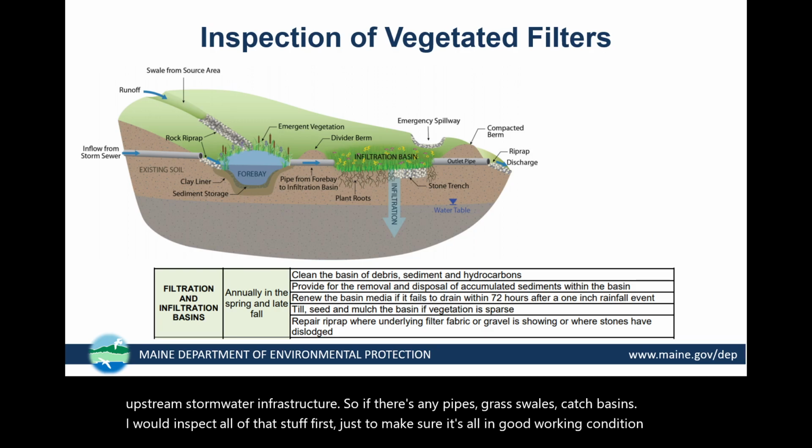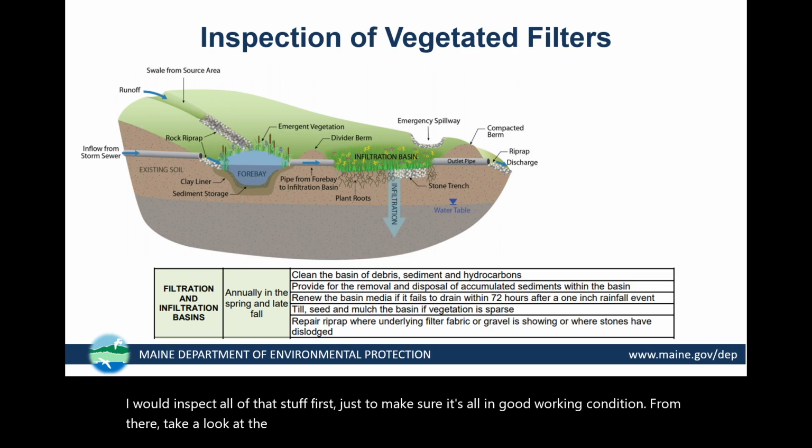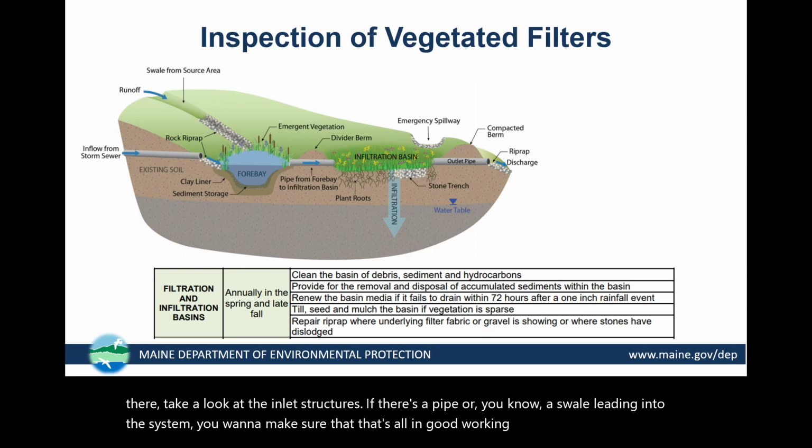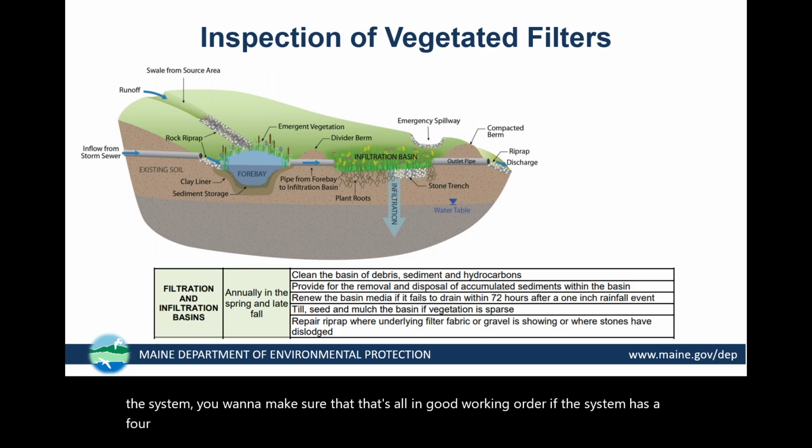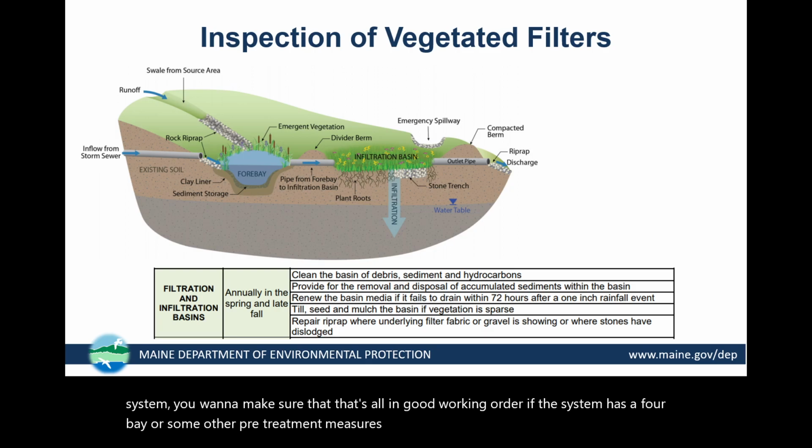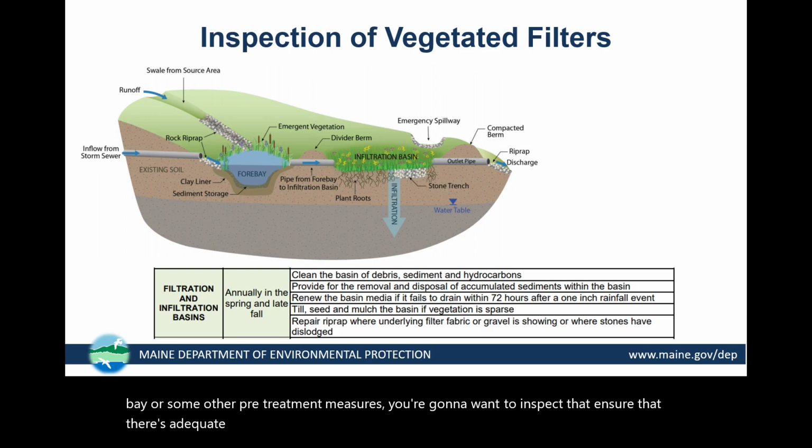From there, take a look at the inlet structures. If there's a pipe or a swale leading into the system, you want to make sure that that's all in good working order. If the system has a forebay or some other pre-treatment measures, you're going to want to inspect that, ensure that there's adequate sediment storage and removing sediment if needed. From there, you check the bed of the basin.